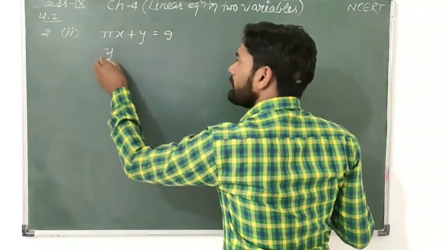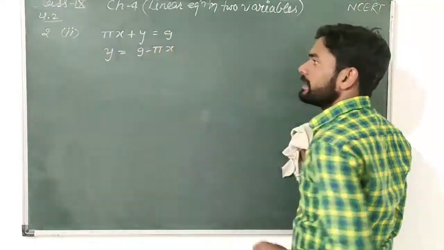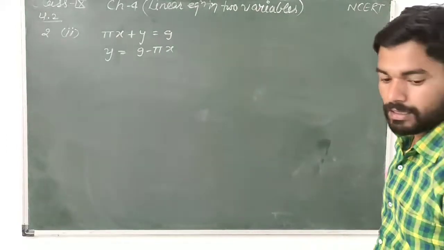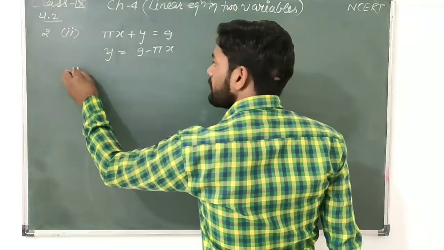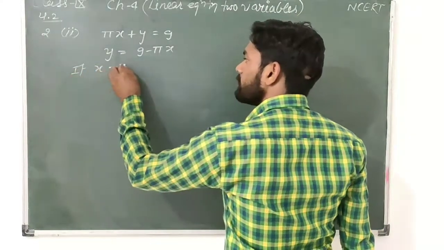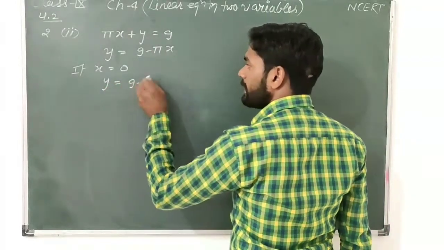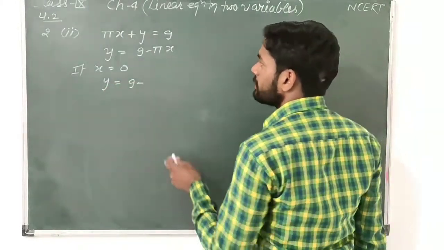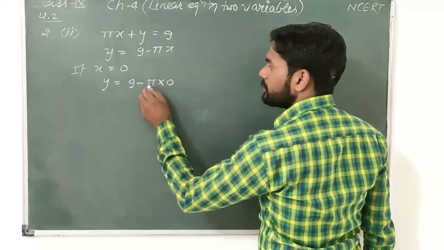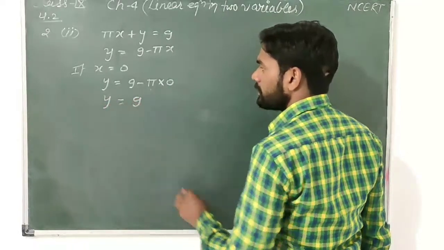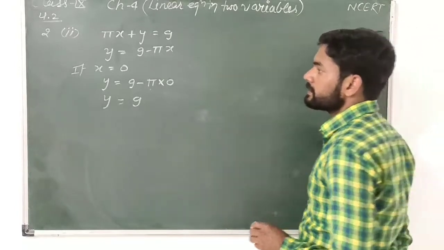So again I am calculating the value of y, which is 9 minus pi x. First, if x is equal to 0, then y is equal to 9 minus pi into 0. This is 0, so y is equal to 9. Are you ready? Okay, next.